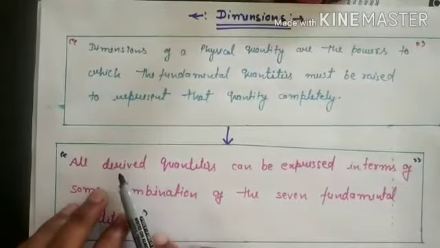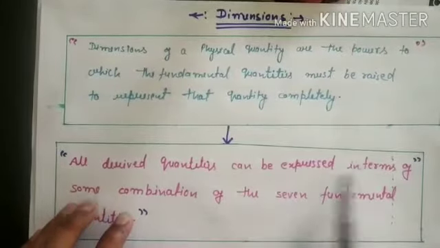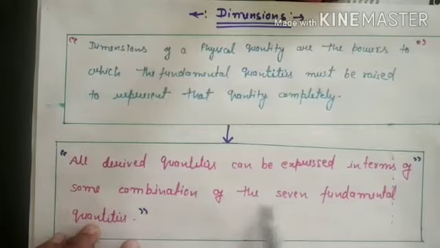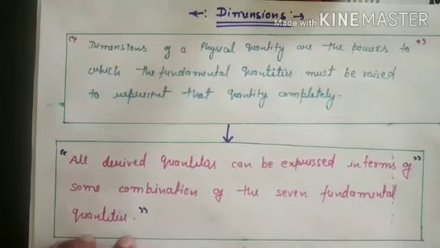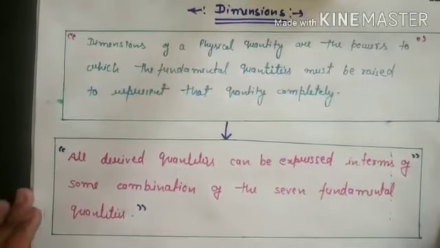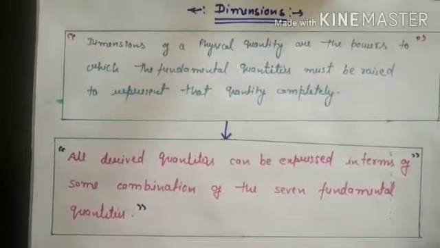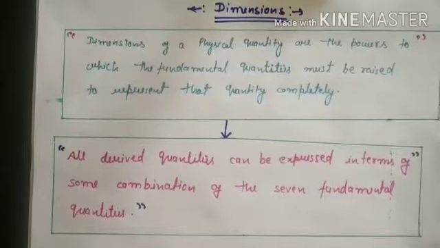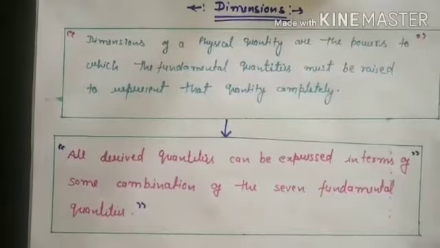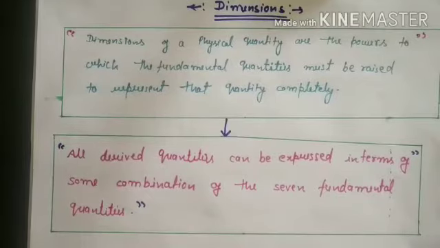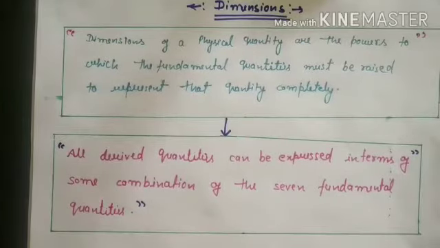Here is an explanation. All derived quantities can be expressed in terms of some combination of 7 fundamental, or you can say basic, quantities. As we all know, there are two kinds of physical quantities, basic and derived, and all the derived physical quantities can be expressed in terms of basics. To express the derived physical quantities in terms of basics, we have to raise the powers of basic physical quantities, and the powers to which basic physical quantities are raised are called dimensions of that derived physical quantity.